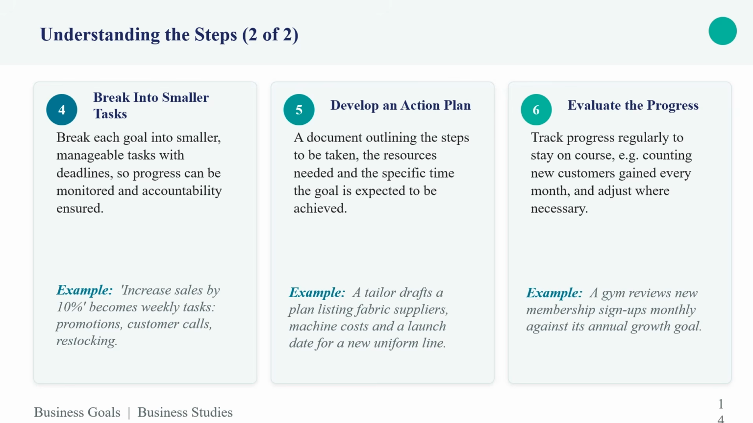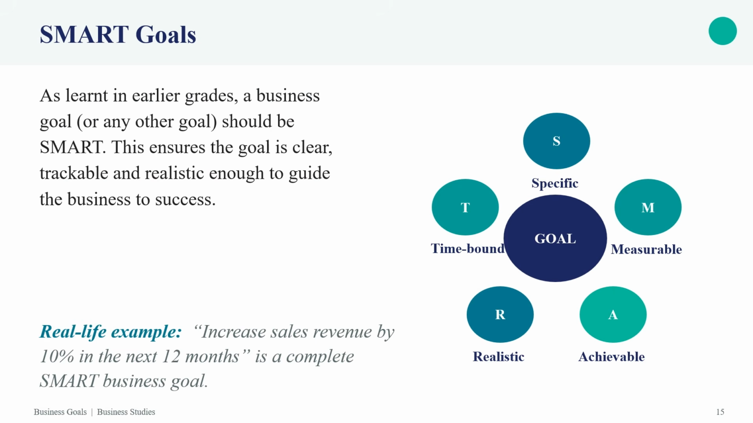So evaluate the progress. Track progress regularly to stay on course. That's the last one. For example, counting new customers gained every month and adjusting where necessary. Counting new customers usually is one of the evaluative progress measures. Now, the last example: a gym reviews new membership signups monthly, so it evaluates its progress monthly against its annual growth goal.